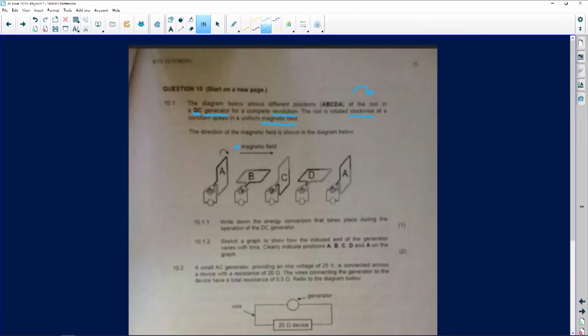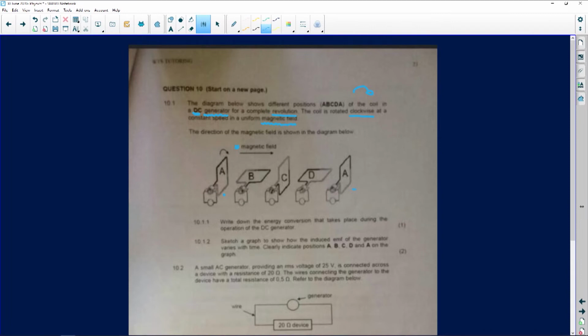I can see, okay, it's rotating, and it starts at A, rotates all the way around, and comes back to A. Now remember, if a coil is rotating in a magnetic field, it becomes a maximum or a minimum at certain points. Remember, we wanted to get most of the magnetic field lines to pass through it, right? So I can see that is what's happening there. So let's look at the first question. 10.1.1 says we must write down the energy conversion that takes place during the rotation of the DC generator. And this is again for 1 mark.